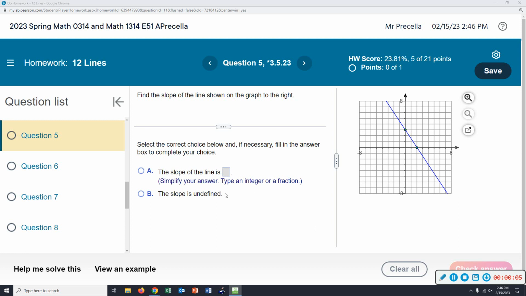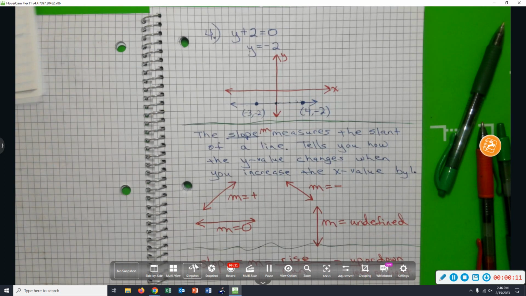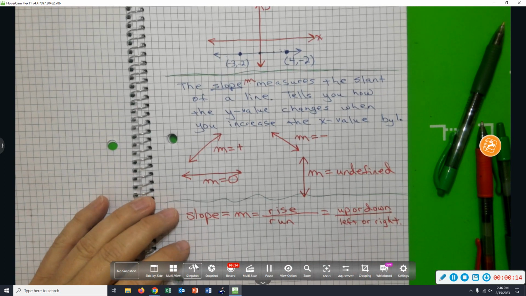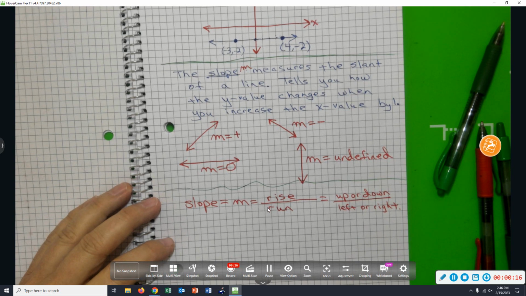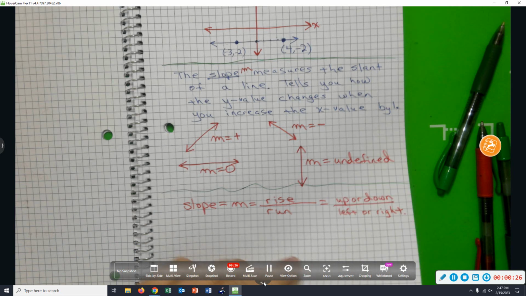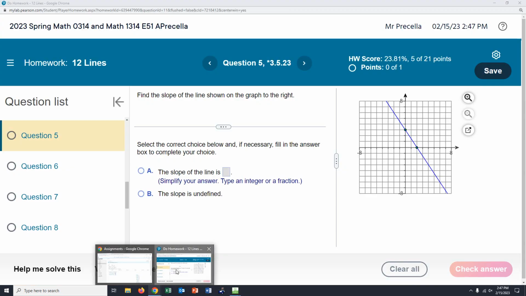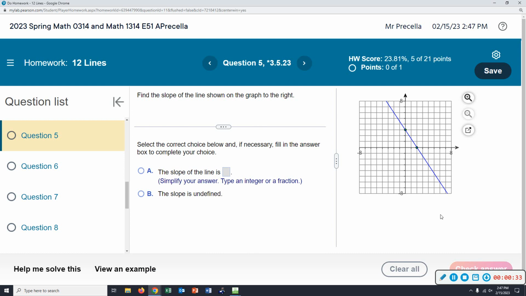This is Mr. Precella again. We were interrupted in our discussion on slopes. I think we were ready to look at problem number 5. I just finished saying that we can analyze a graph and determine the slope of a line using the concept of rise over run, and we're looking at number 5, where they ask us to find the slope of the line.